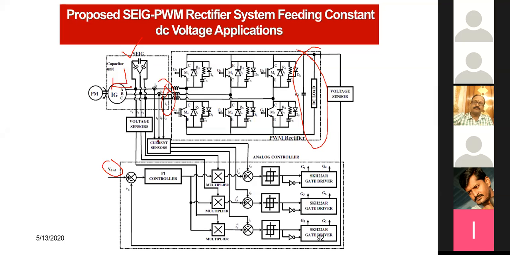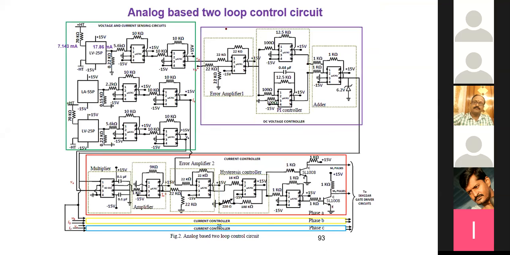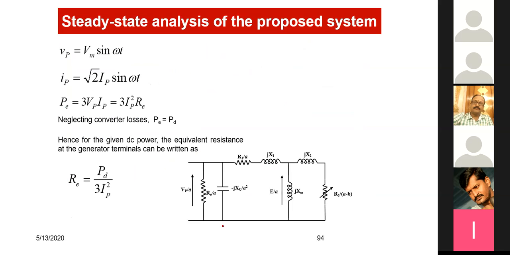Then the actual current, the converter input current, is also measured. Then we feed it to the hysteresis controllers, and then we generate the pulses. We were using the SKH22AR gate driver, and this scheme was executed with analog controllers only. This is the voltage controller, this is the current controller. A similar kind of scheme is applicable for the other two phases also.